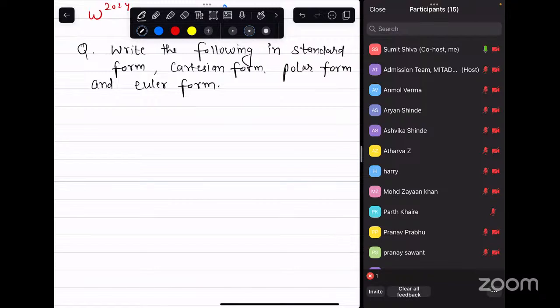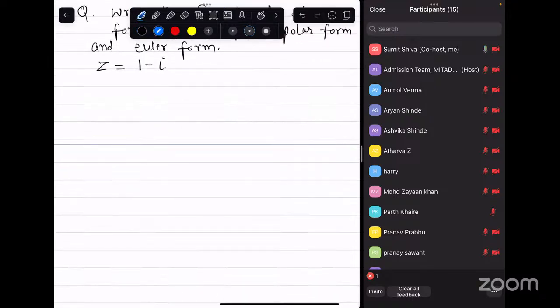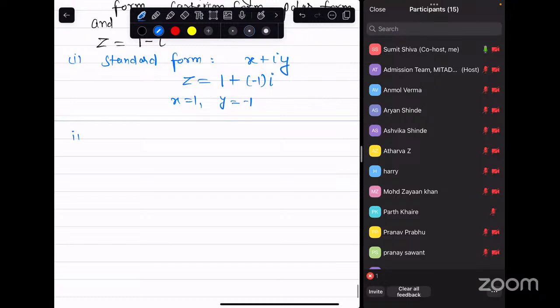We have complex number z = 1 − iota. So first of all, what will be its standard form? Standard form is given by x plus iota y. So this complex number z can be written as 1 plus minus 1 times iota, such that x will be 1 and y will be minus 1. Then we have Cartesian form. In Cartesian form, we can write it as (x, y), which will be (1, −1).